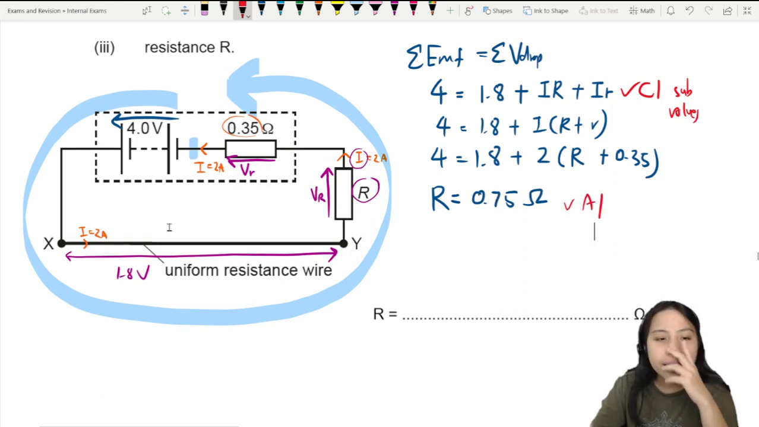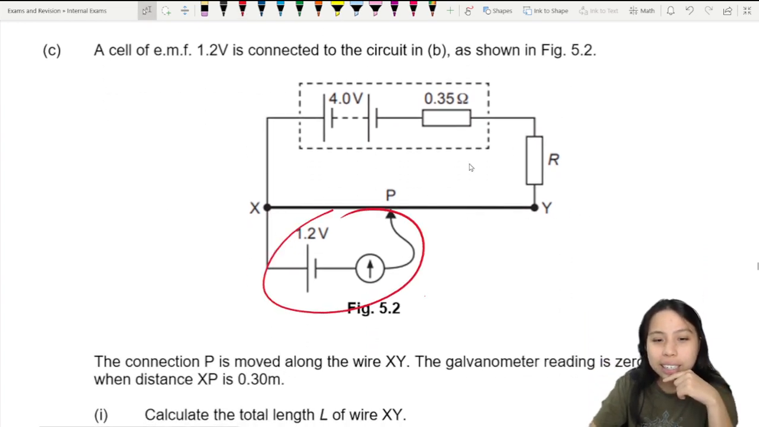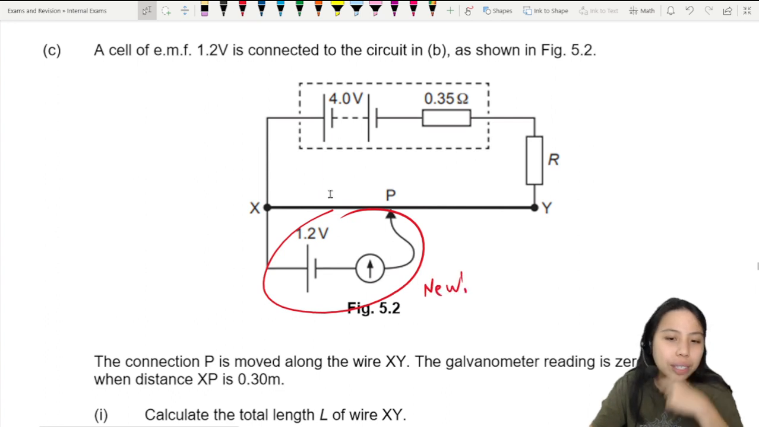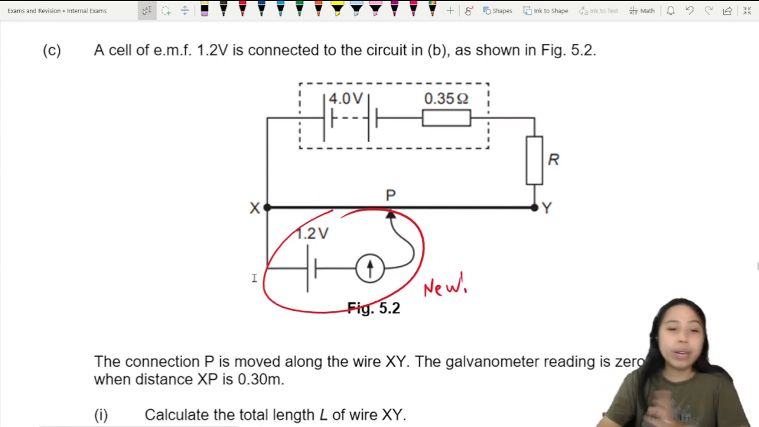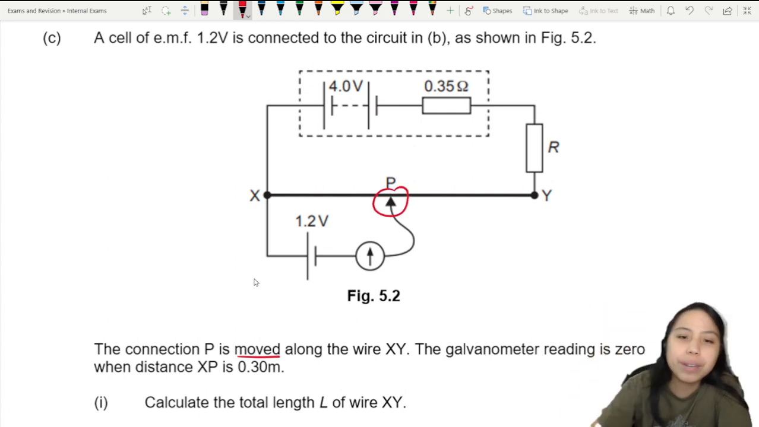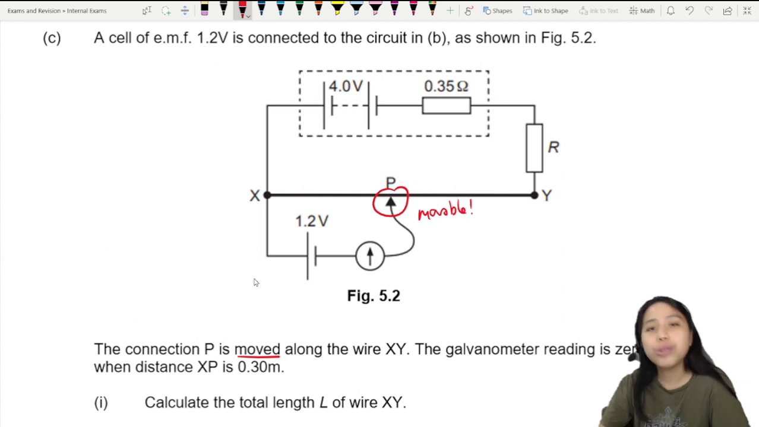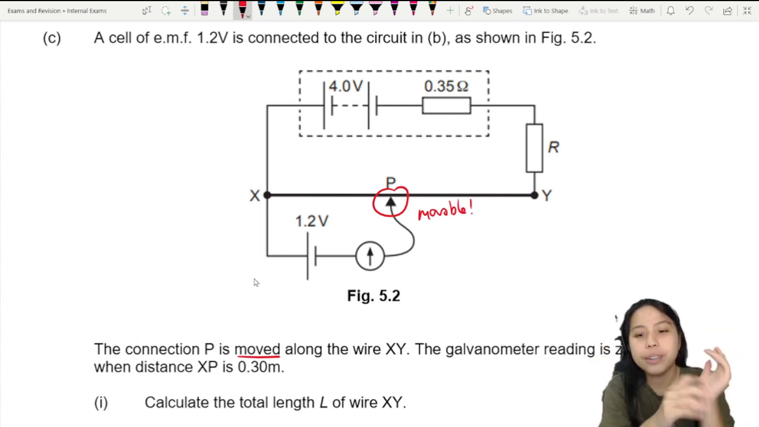Okay, next, we're going to level up the circuit a bit. So now we have the resistance wire, but we add another new section here, the battery. So now this becomes a potentiometer circuit. They say the connection P is moved along the wire. So this thing you can poke around. It's movable. It's not a fixed wire. If you do it in lab, then you'll get a chance to try this out.